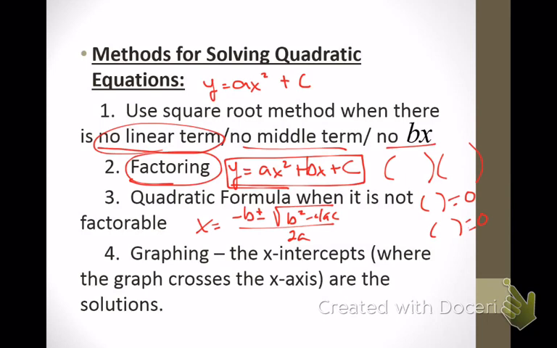Now, there is a fourth method for solving these, and we need to at least acknowledge it, and that's the graphing method. The graphing method is never a great method to solve anything, but it's there. We also make the tie between solutions of a quadratic equation and the x-intercepts of a graph. So if you graph a quadratic function, the solutions of that quadratic equation would be the x-intercepts or where the graph crosses the x-axis. Okay, so we'll need to consider that in a second as well.